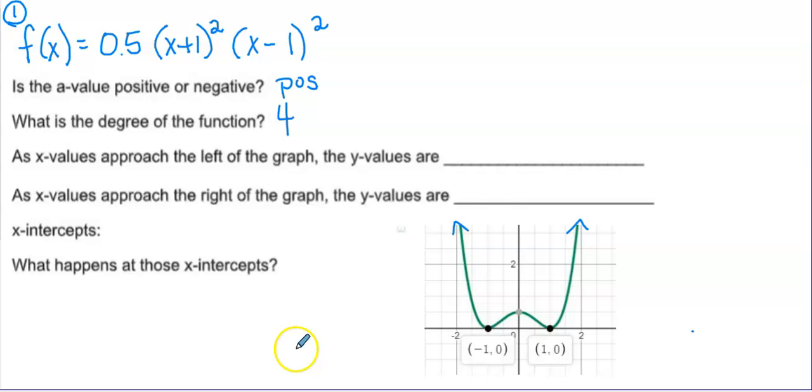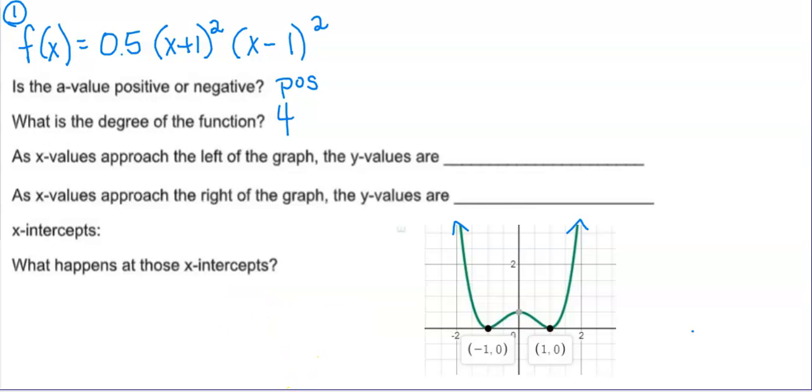This is our next function on page 3. This is actually number 1. The first 2 were kind of introductory. This one, I went ahead and filled in: the a value is positive. It's 0.5. The degree is 4. You just add the 2 plus 2. I put arrows on this one, and I've got a sketch or a screenshot here. You can make a little sketch if you think that would help you.